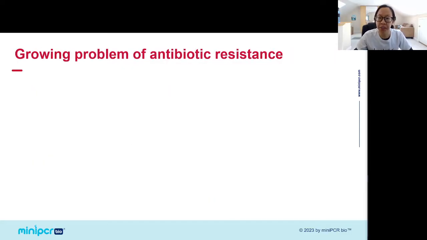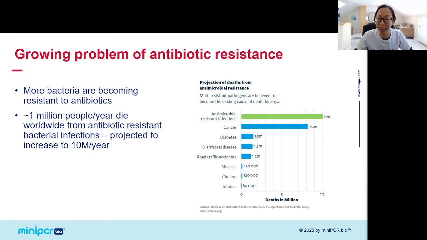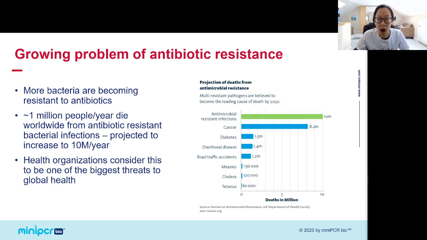However, nearly 100 years after that initial discovery, today more and more bacteria are becoming resistant to antibiotics. In fact, it's estimated that 1 million people die a year worldwide from antibiotic-resistant bacterial infections that antibiotics can no longer treat. And as indicated by this 2016 study, this number could increase to 10 million deaths per year by the year 2050, which would overtake other causes of death such as cancer. So as you can see, this is obviously something that health officials and a lot of other people are very concerned about in terms of global health.